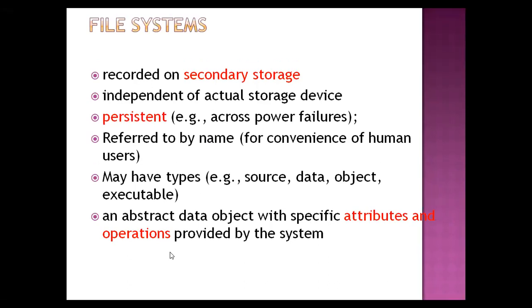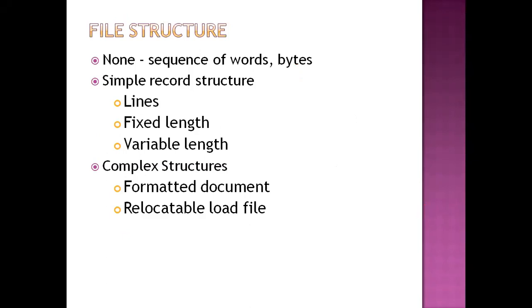Now the next thing is file structure. So let's see what is file structure. It means how the data in that particular file will be, the data will be in different forms. The first one is it doesn't have any particular structure. In that case, you can write the data inside the file as a sequence of words or some sequence of bytes. The other one is simple record structure, means in this file structure, you can write the data in the form of lines which will be of fixed length or maybe variable length.